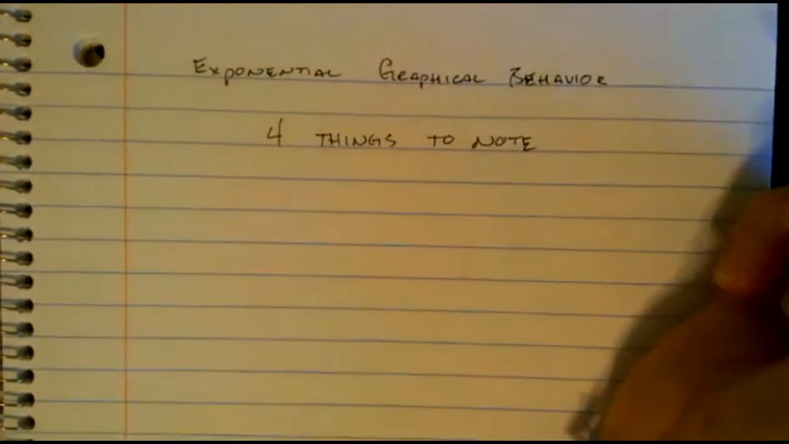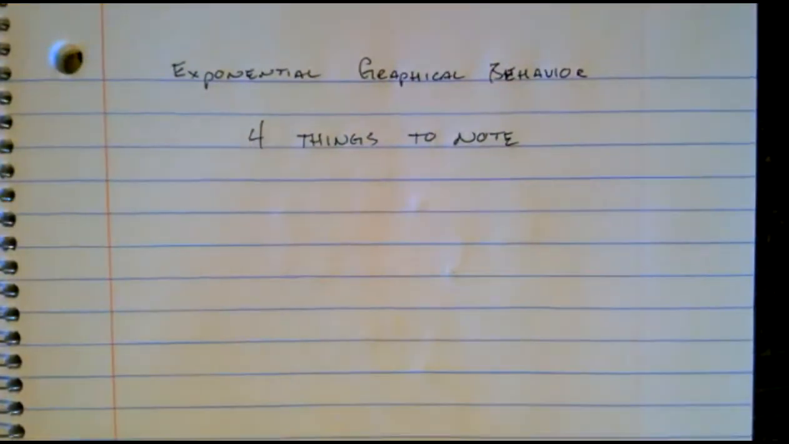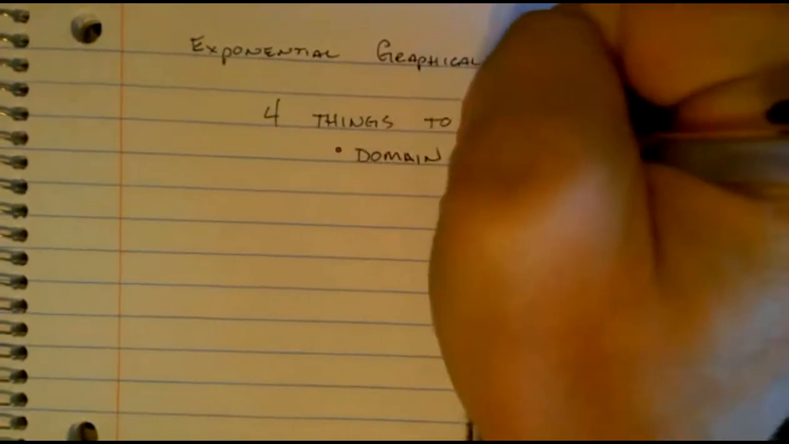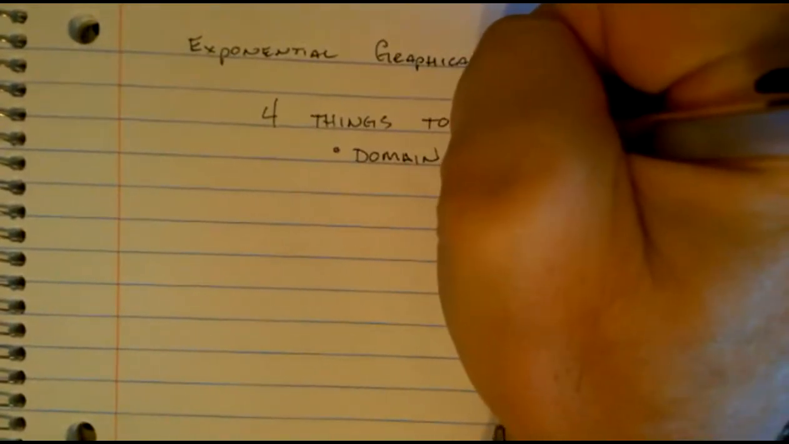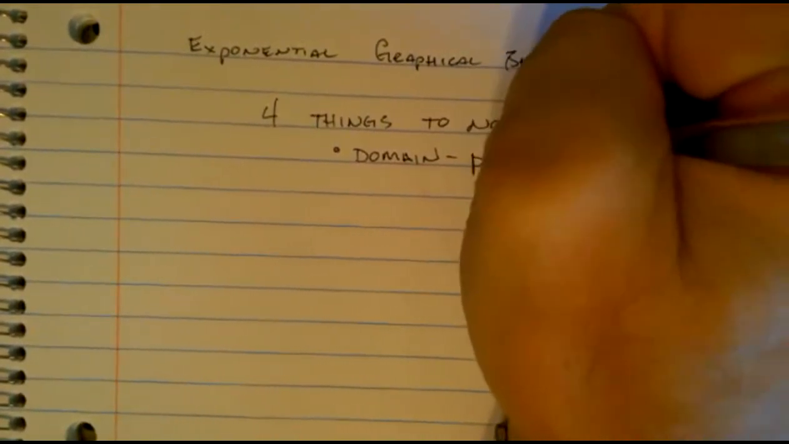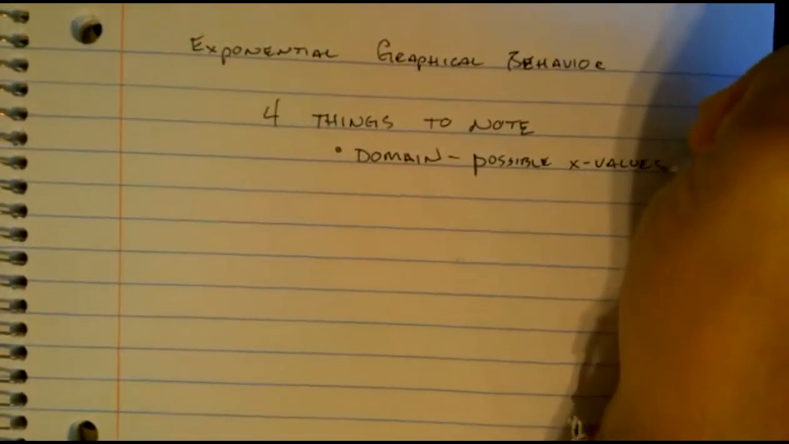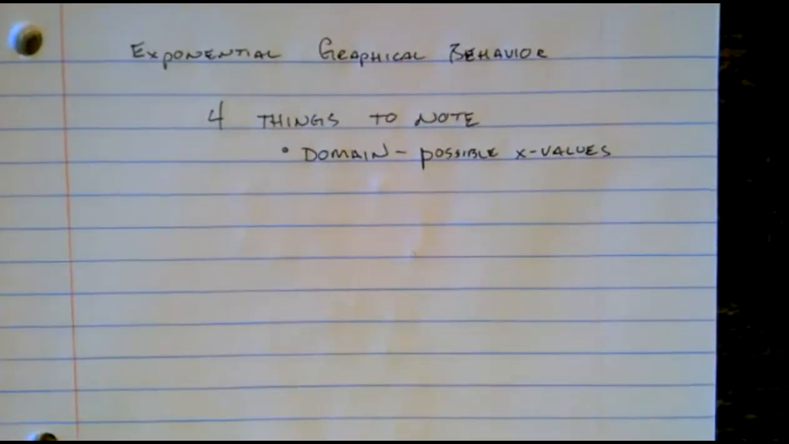And so there are four major things that we want to note about an exponential graph, or any graph really, but specifically exponentials today. So the first is going to be our domain. And if you recall, the domain is the possible x values.